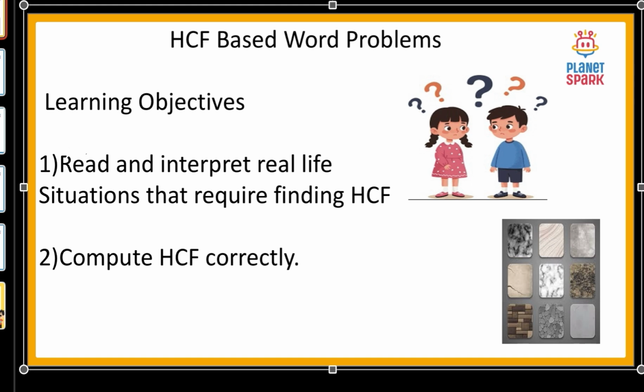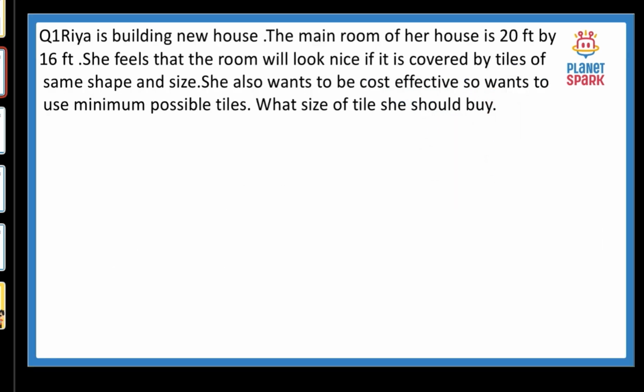So the first question is that the length and breadth of the room are 20 feet by 16 feet. Ria has to cover it with tiles of the same shape and size, but she has to make sure it is cost effective, using the minimum possible number of tiles. We have to find the size of the tiles. The maximum size of the tiles should be the HCF, the highest common factor, of the two dimensions. So let us find the HCF of 20 and 16.